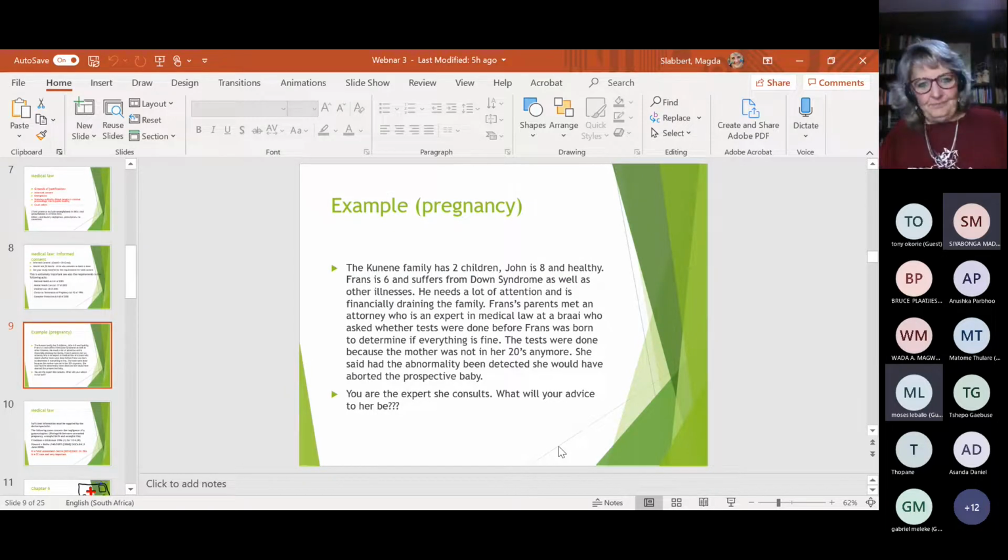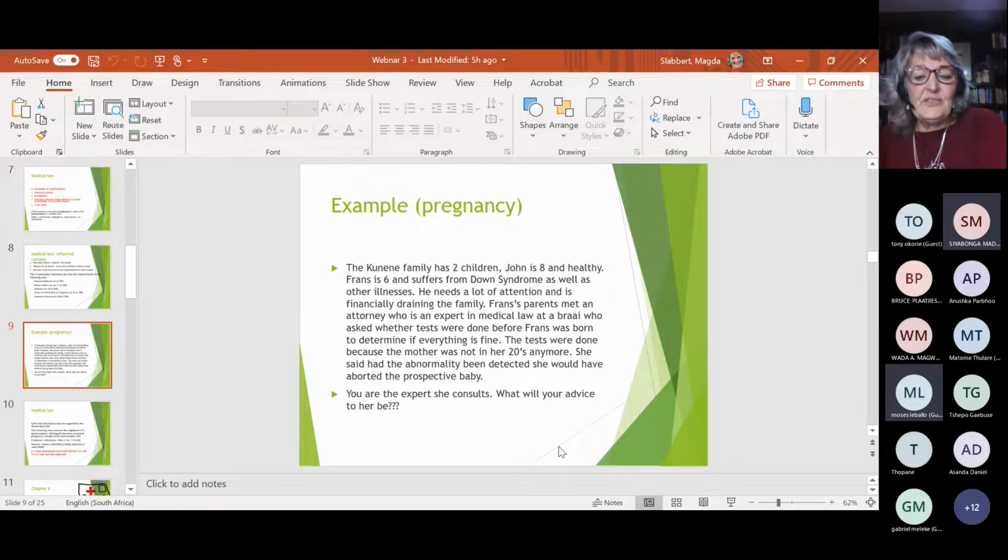Okay, let's see an example. The Kuneni family has 2 children. John is 8 years old and healthy. Frans is 6 and he suffers from Down syndrome as well as other illnesses. So he needs a lot of attention, and he is financially draining the family. Frans's parents met an attorney who is an expert in medical law at a braai. And that attorney asked them whether tests were done before Frans was born to determine if everything is fine.